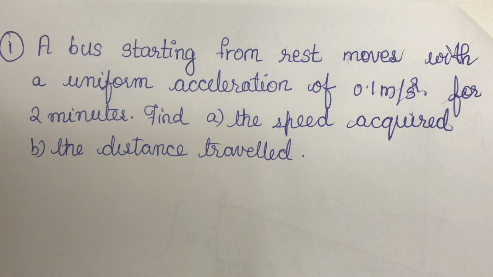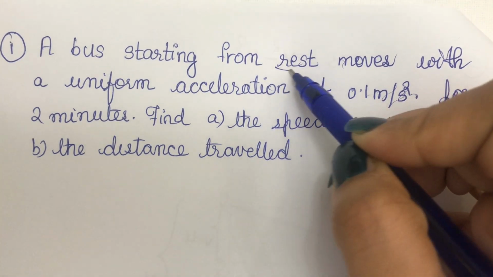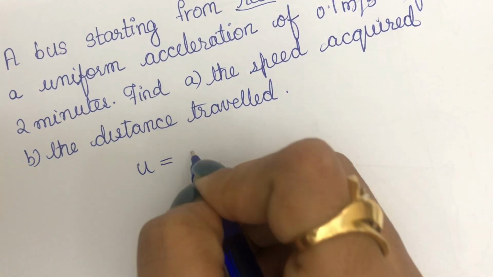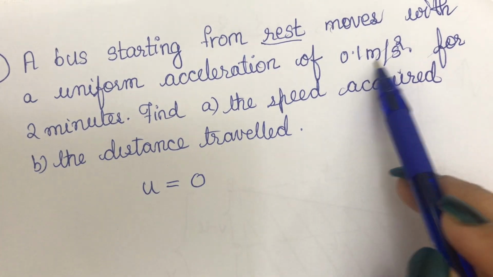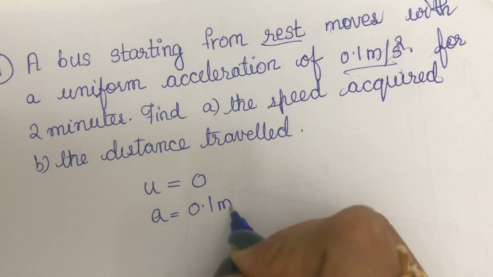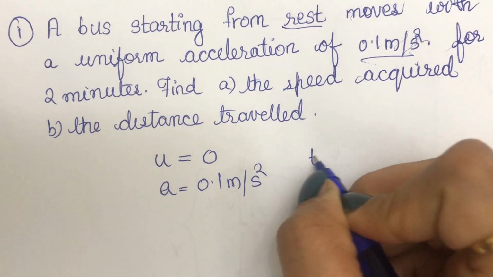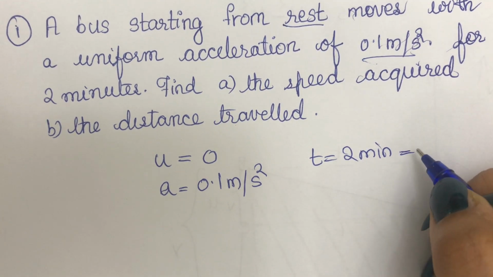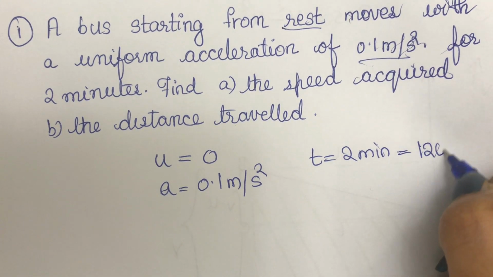Okay, so whatever is given we'll write first. Bus starting from rest, which means what? Initial velocity is 0. So we have U is equal to 0 here. And then with uniform acceleration of 0.1 meter per second square, we have acceleration is equal to 0.1 meter per second square for 2 minutes. So now we have T also. T is equal to 2 minutes. We'll convert it into seconds, 2 into 60, that is 120 seconds.